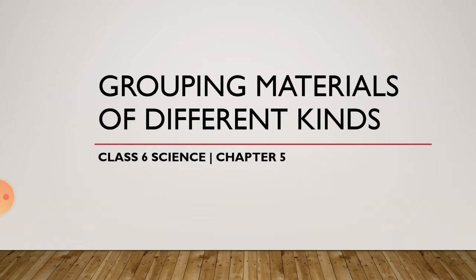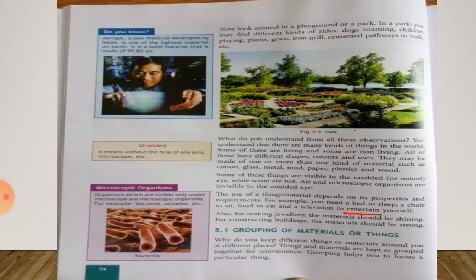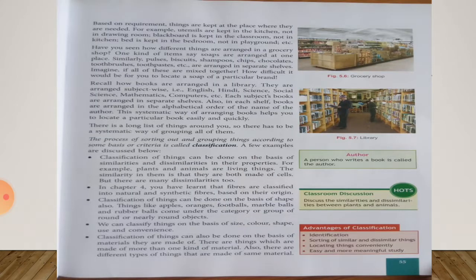The name of chapter 5 is Grouping Materials of Different Kinds. In the previous classes we have seen different kinds of materials around us, and we have seen grouping of materials or things. Now in this class we are going to see some examples of classification. So students, open page number 55 in your science book and keep a pencil with you to underline hard words.